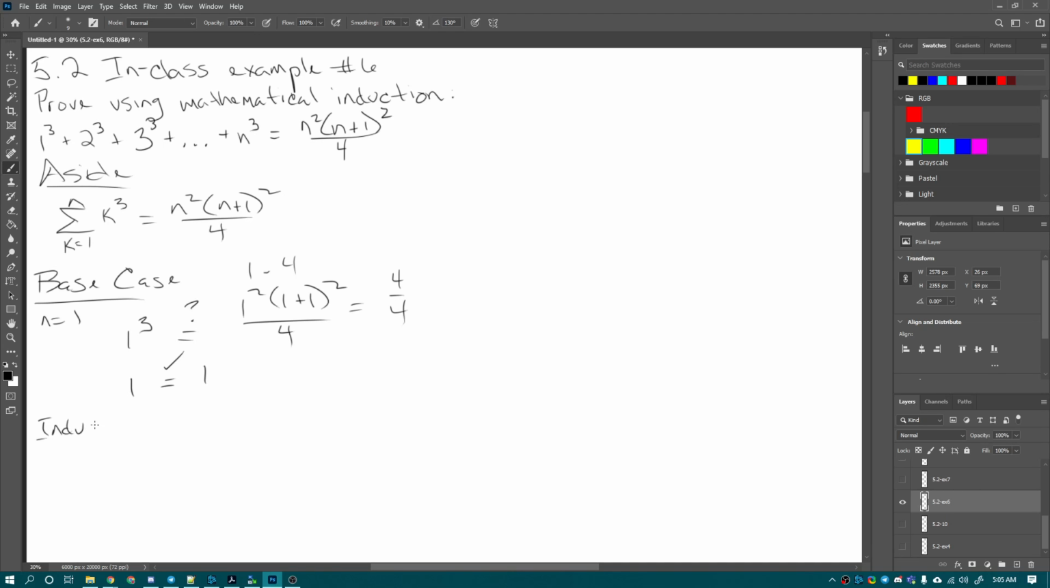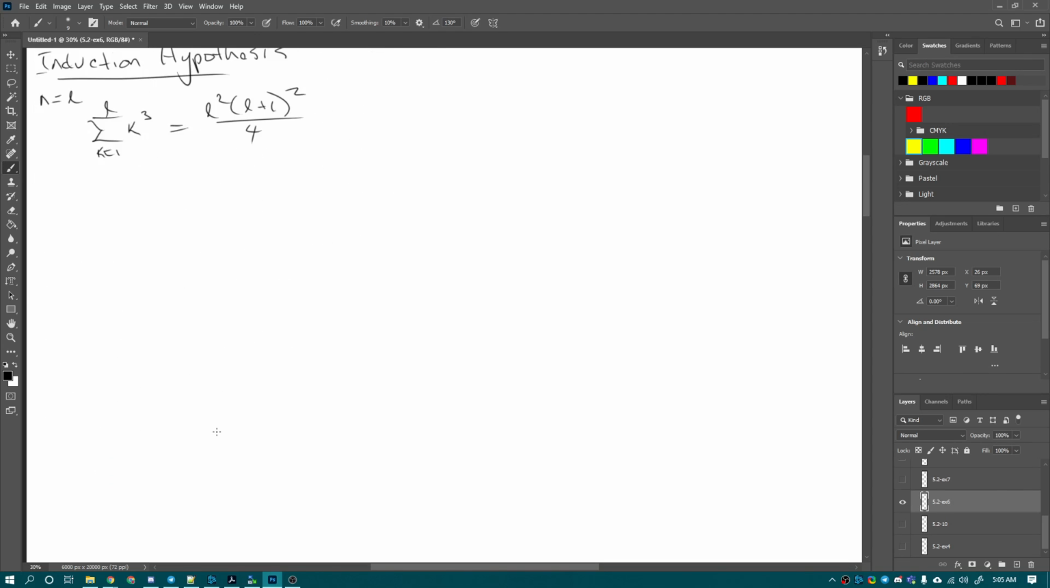Now it's time for the induction hypothesis. We are setting n equal to L. So that is the summation from k equals 1 to L of k cubed is equal to L squared times L plus 1 squared all over 4. Now it's time for our induction step. I'm setting n equal to L plus 1.